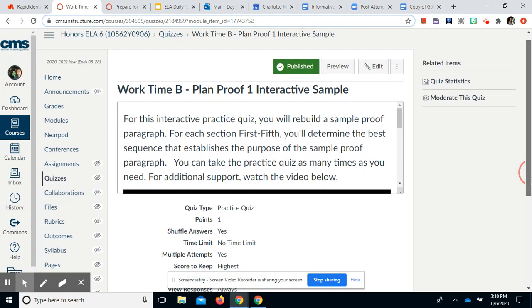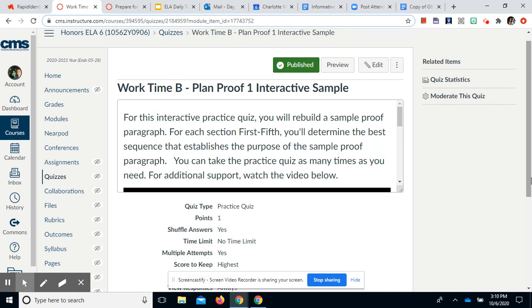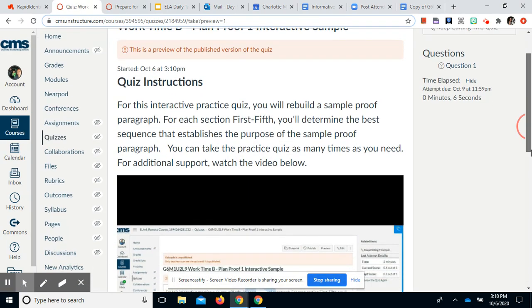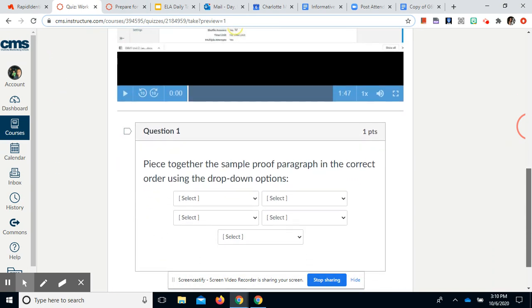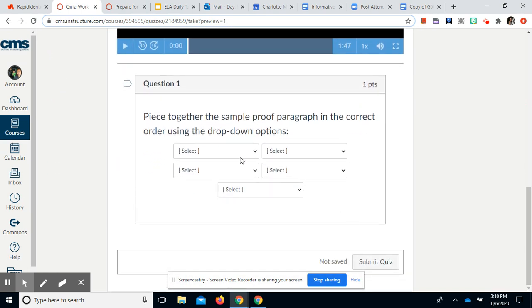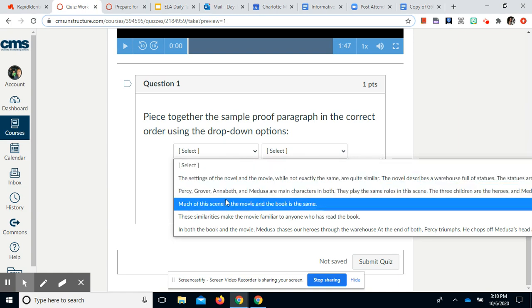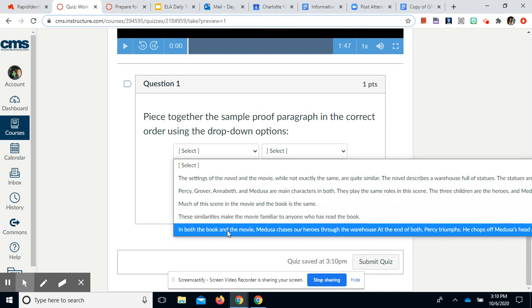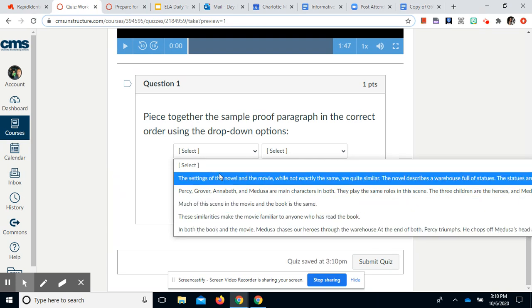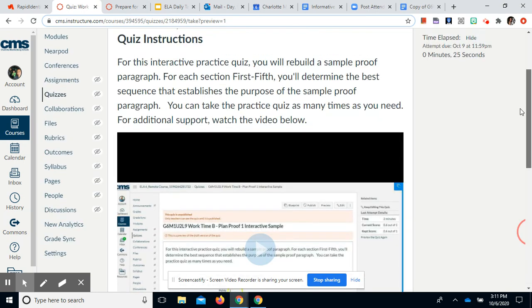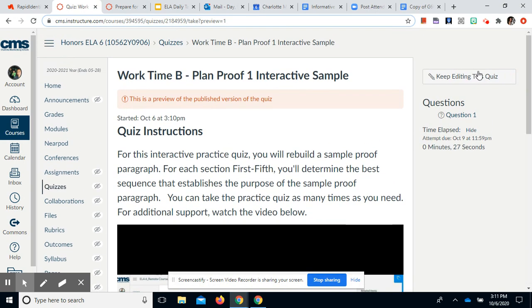All right, so this is a quiz in air quotes, interactive practice quiz. So let's take a quick peek at it. With this interactive quiz, it is simply one question where you are going to be looking at sentences and then putting them in the order that they would appear in a proof paragraph. You can do this quiz as many times as necessary to get it correct.